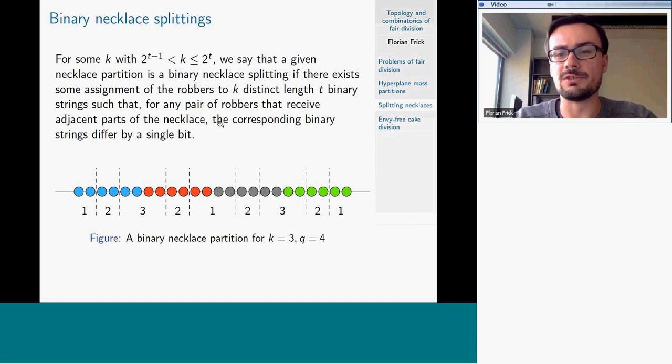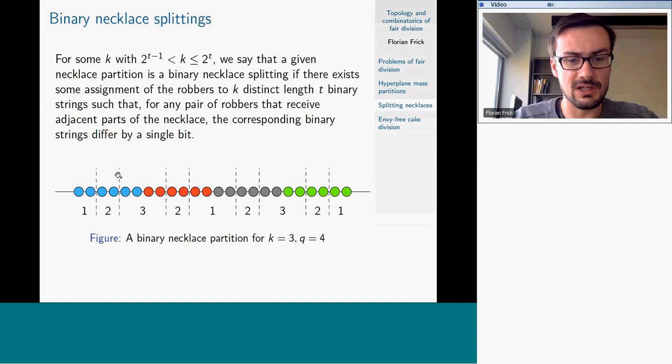Yes. So assign each thief a binary string of the smallest length that you can, then impose that two thieves whose strings differ in a single bit don't get pieces that are adjacent.